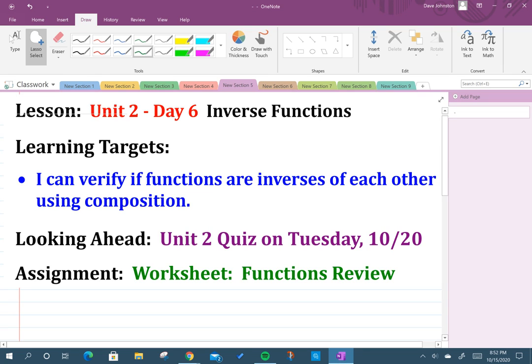Hey folks, welcome back. Today we're going to be talking about inverse functions again. The emphasis is on verifying whether two functions are inverses of each other, and the way we're going to do it is with composition of functions. Don't worry, it's not incredibly difficult and not incredibly long.